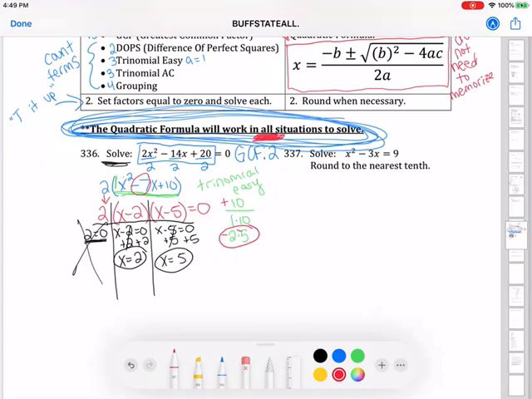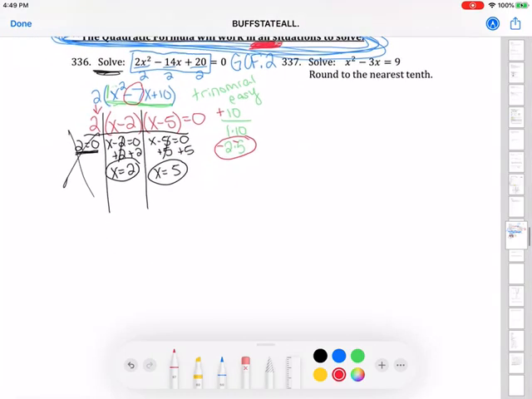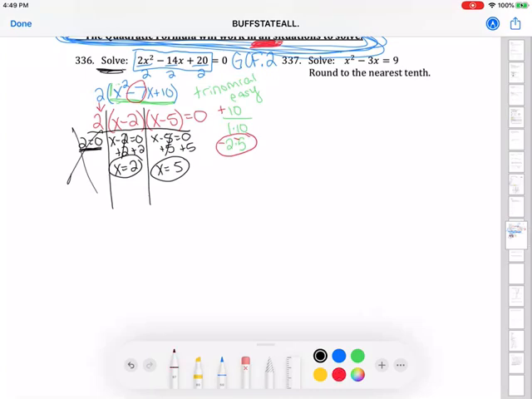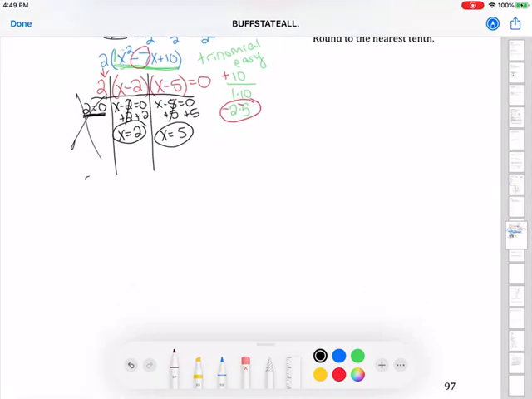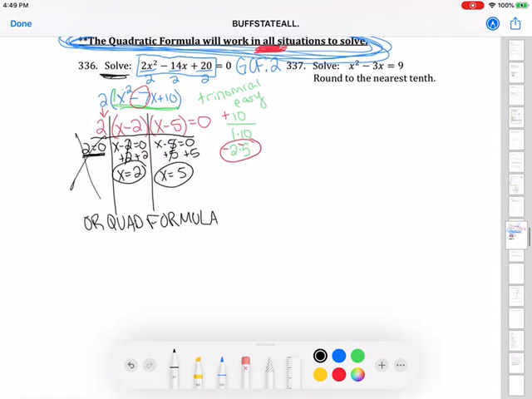So before we move on to 337, I'm going to do 336 with you again, but we're going to use the quadratic formula. Okay? So right underneath it, you have quite a bit of space in your notebook. I'm going to have you do this exact example, but using the quadratic formula method instead.